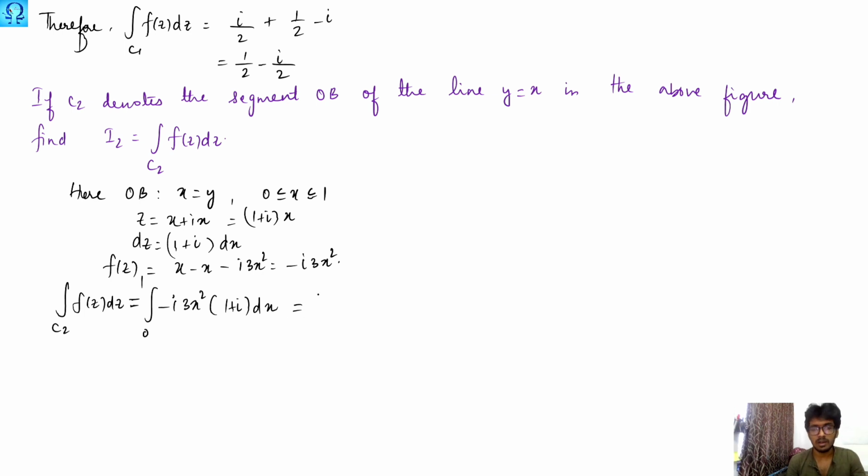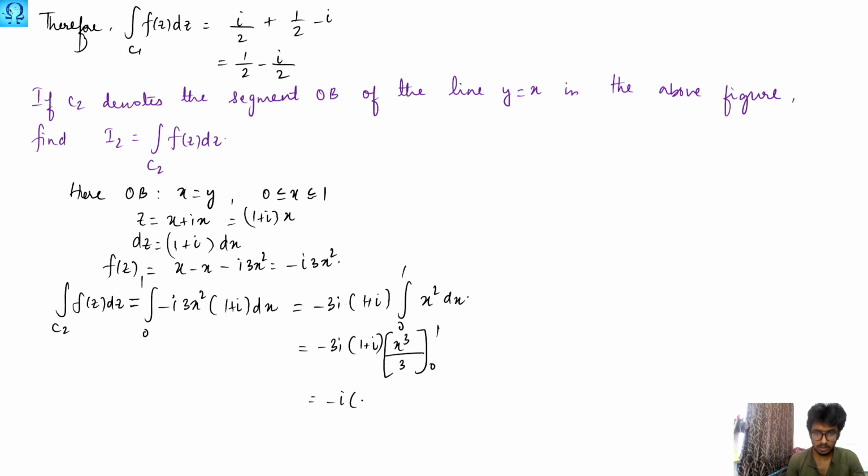Here we take every constant outside, so this is minus 3 iota (1 plus iota) integral 0 to 1 x squared dx. So this becomes minus 3 iota (1 plus iota) and x cubed by 3. When we integrate x squared, we get this quantity. So 3 gets cancelled, minus iota (1 plus iota), and when we substitute the limit, we would get 1. When we multiply this iota inside, we get minus iota, so minus iota squared. So this becomes minus iota plus 1. This is 1 minus iota.